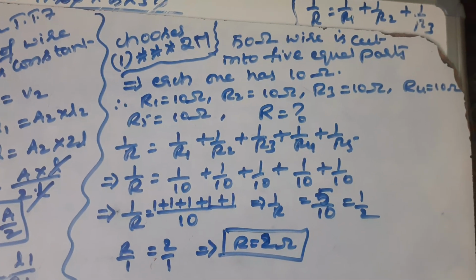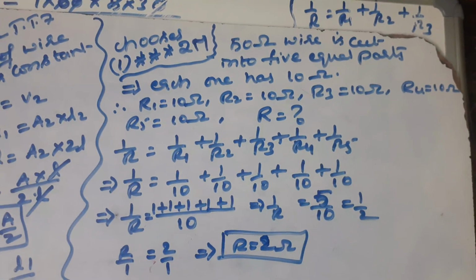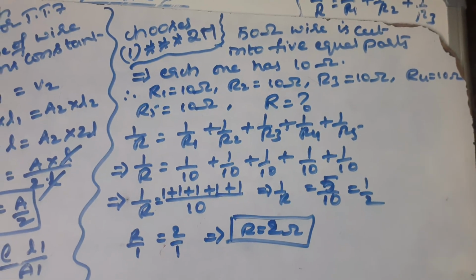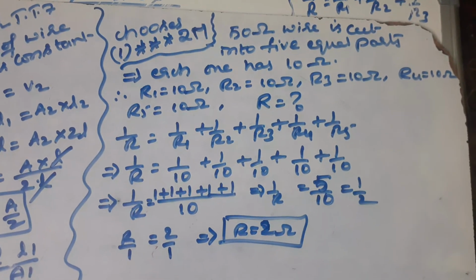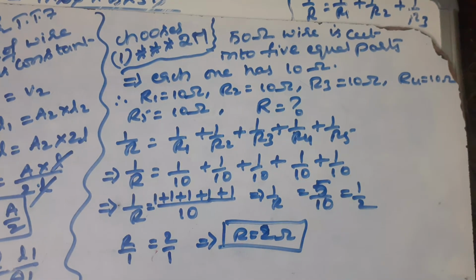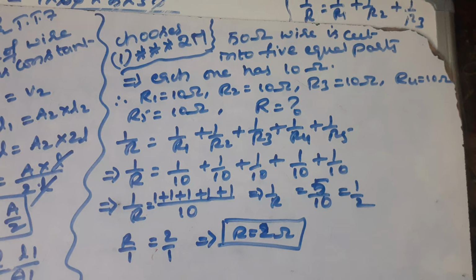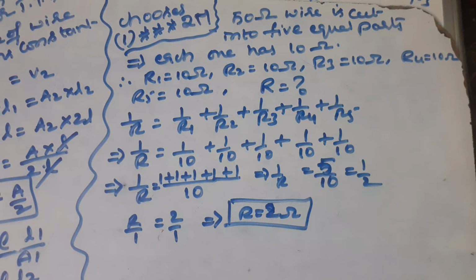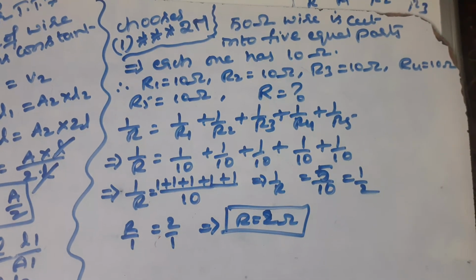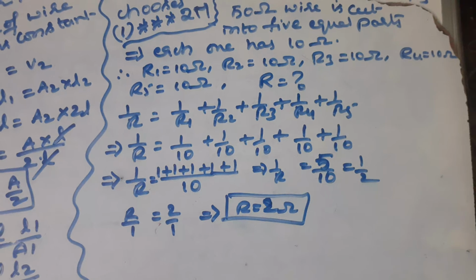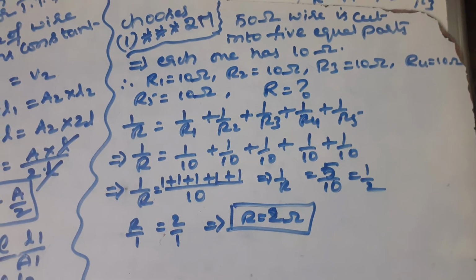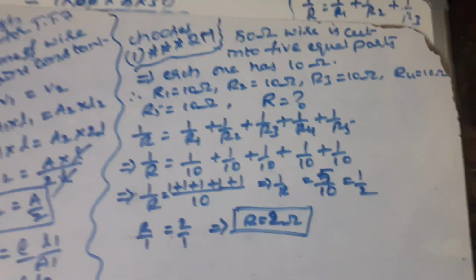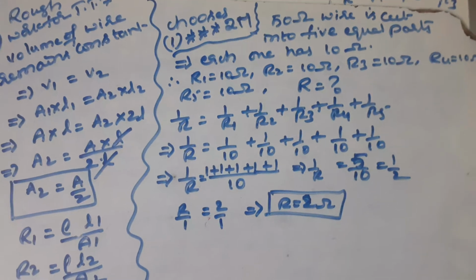These are connected in parallel. The 5 wires, each of 10 ohms, are connected in parallel. So what is the total or equivalent resistance? 1 by R is equal to 1 by R1 plus 1 by R2 plus 1 by R3 plus 1 by R4 plus 1 by R5. Each value is substituted in the formula. The LCM becomes 10, students. So 1 by R is equal to 5 by 10, which is equal to 1 by 2. But we want R, not 1 by R, so R by 1 is written, then it is 2 by 1. So R is equal to 2 ohms, students. Important problem for 2 marks.